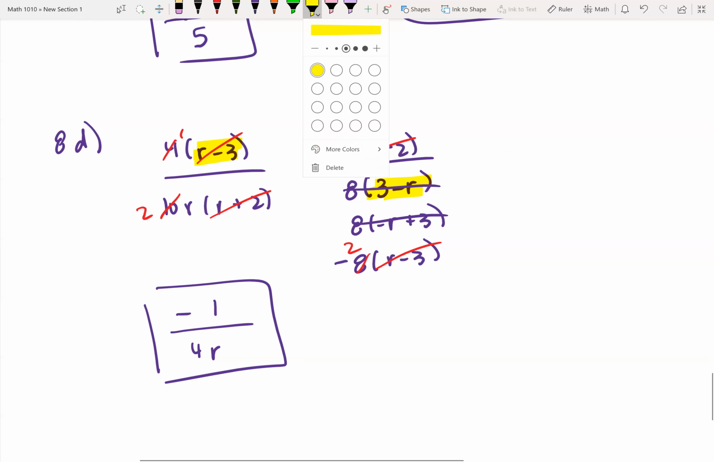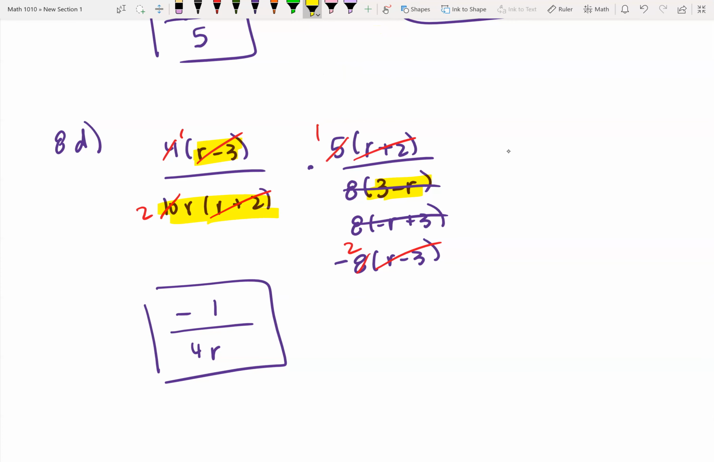Restrictions, anything here is a restriction. This was originally a restriction, and that's a restriction. So my restrictions are r can't be 0 because of that guy. R can't be a negative 2 because of that guy. R cannot be equal to a positive 3 because of that guy. And this one right here already had the negative 2, so I'm good.